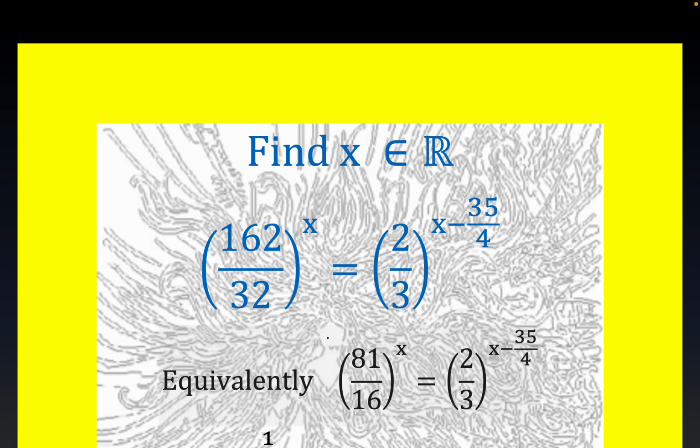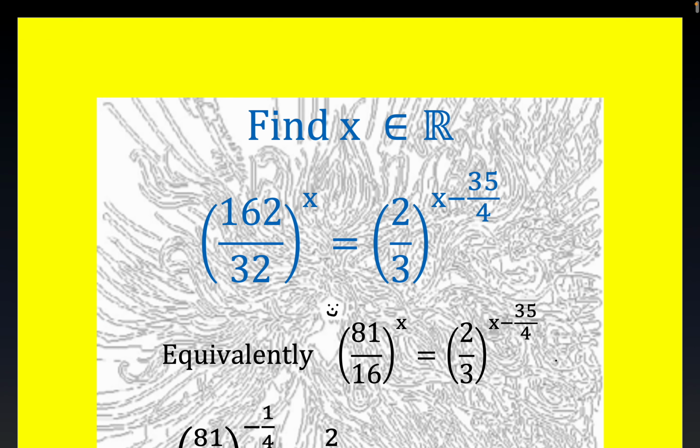We're solving an exponential equation with a fractional base. All right, fractional bases. Now, this very first step right here is pretty thinly veiled camouflage. Both numerator and denominator share a factor of 2, so we can reduce the fraction to 81 over 16. And again, we're trying to solve for x right here.